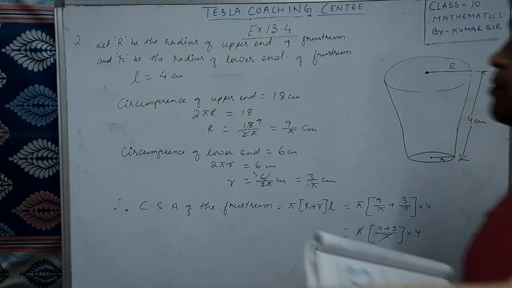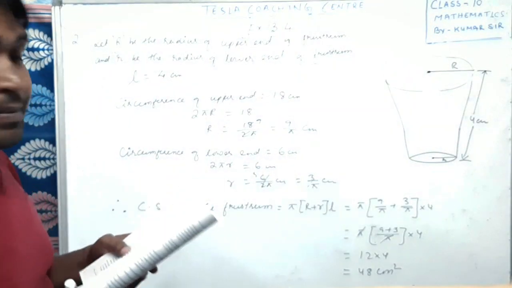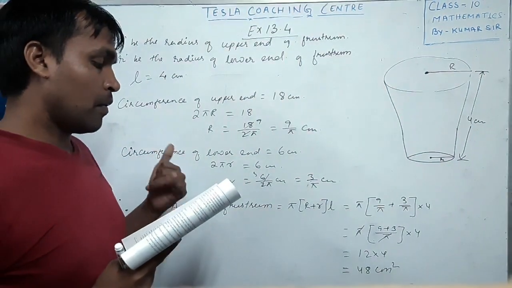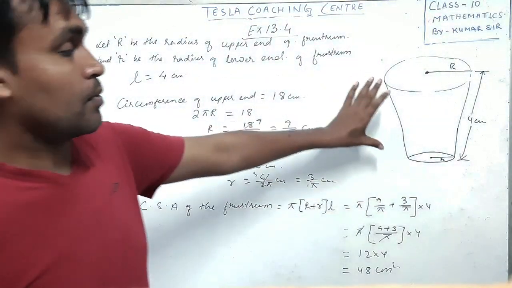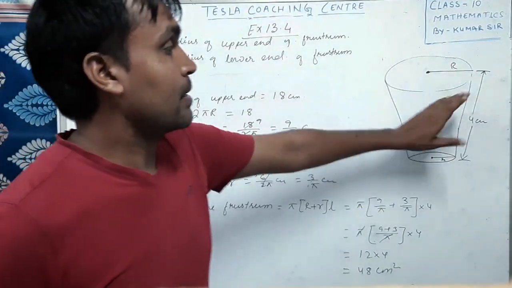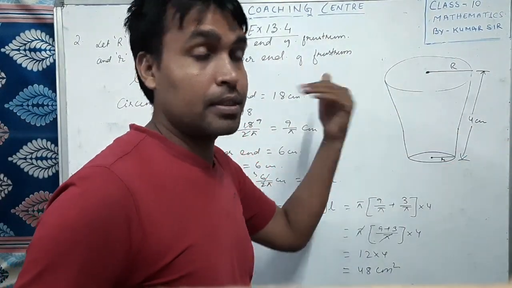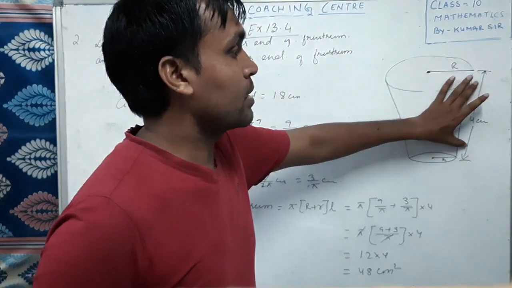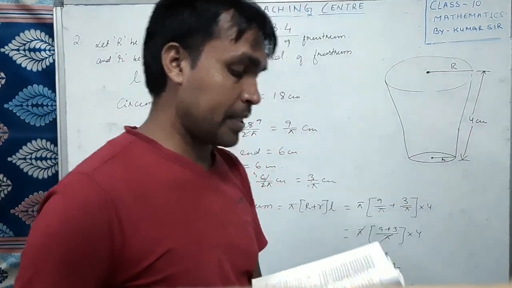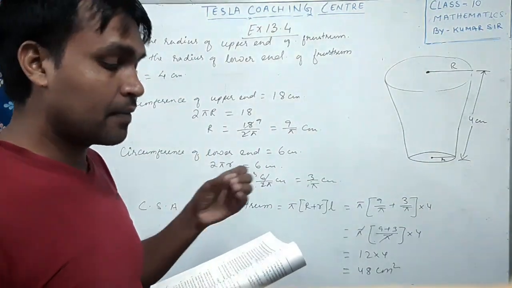Okay, so question number 2 is here. Let me read out the question. The slant height of a frustrum of a cone is 4 centimeters. So this is one frustrum. The slant height means the curved height. Already we have discussed the slant height in the last lecture. So this is called the slant height, and it is given as 4 centimeters. And the perimeter is nothing but the circumference.